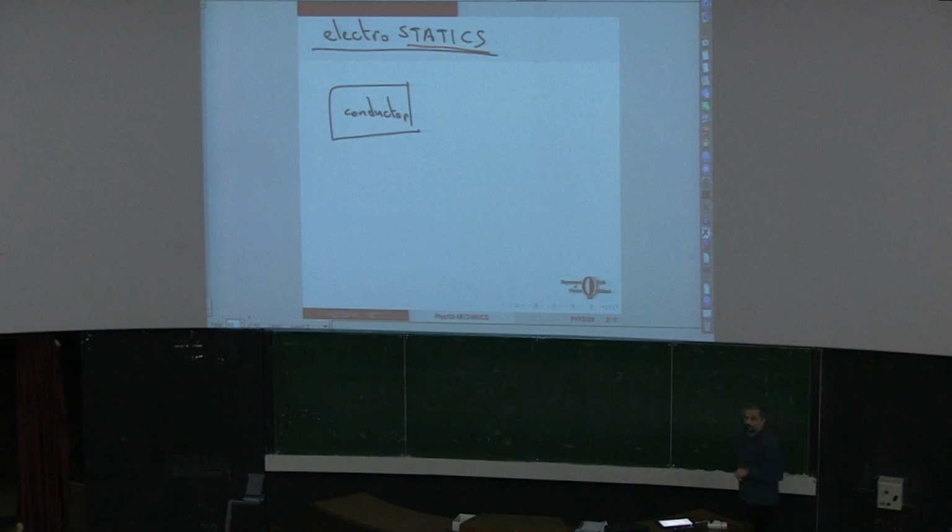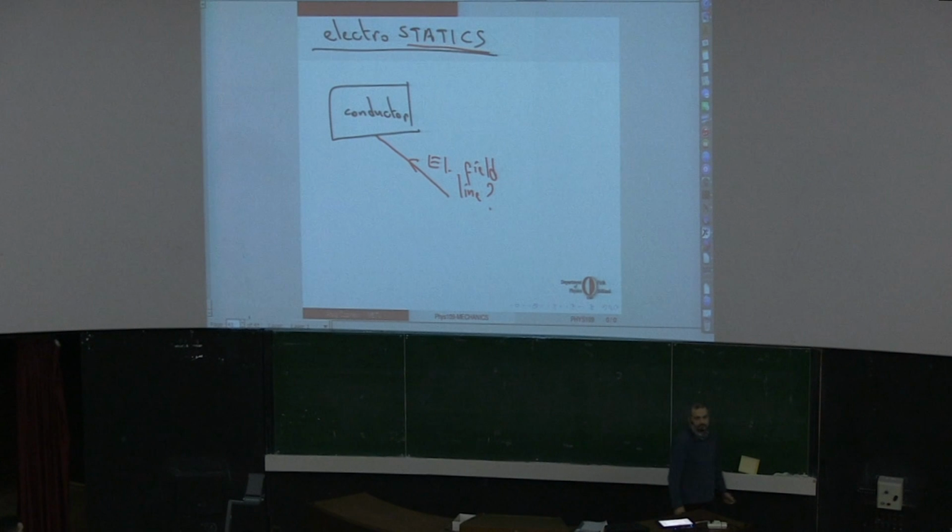Now we have a conductor, and let's assume that somewhere in the universe there are some charges which create some electric field lines. What are they? I don't really care. That won't be important for our discussion now. Is it possible to have an electric field line like this? Is such an electric field line possible? Why not? Why?